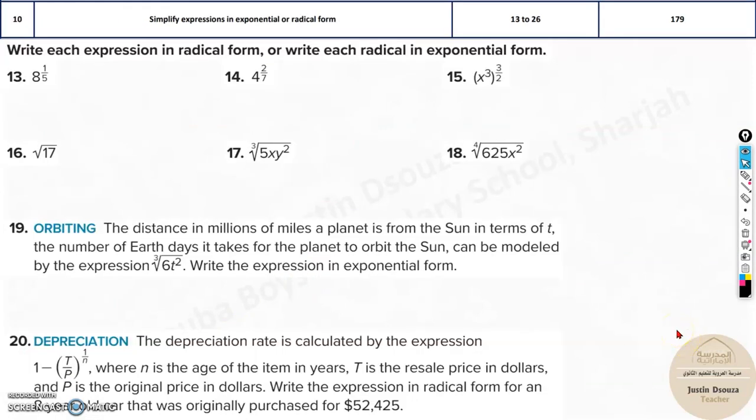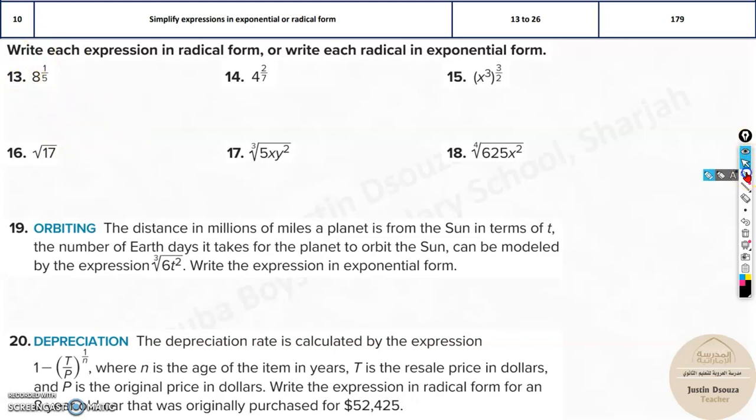Now we are in the last topic of part 1 in your end of term 3 exam coverage. Here they have asked you to simplify expressions of exponential or radical form. We simplified expressions on radicals or radical exponents just a while ago in topic number 9. If you have not watched it, please go back, watch topic 9 and then come over here.